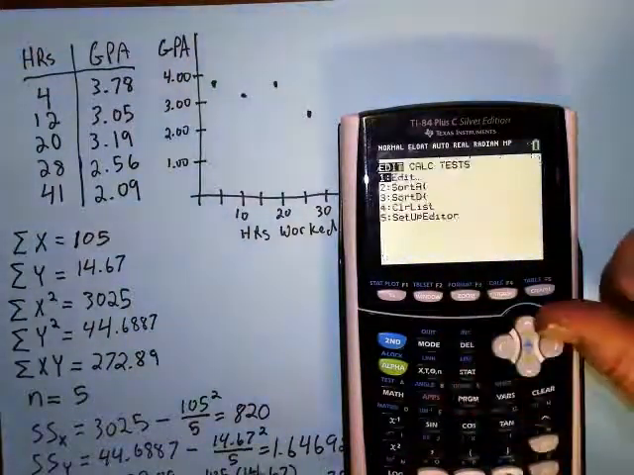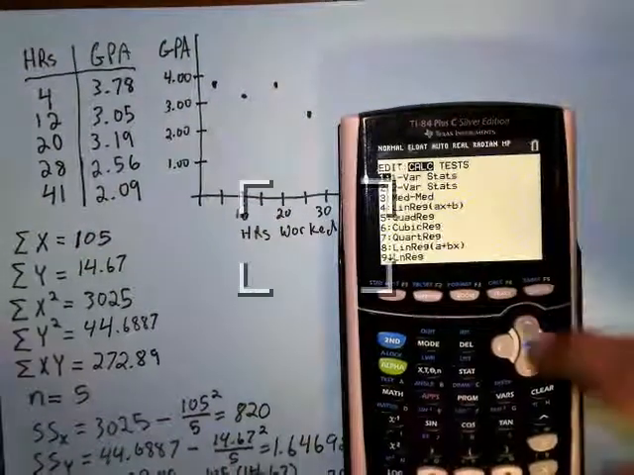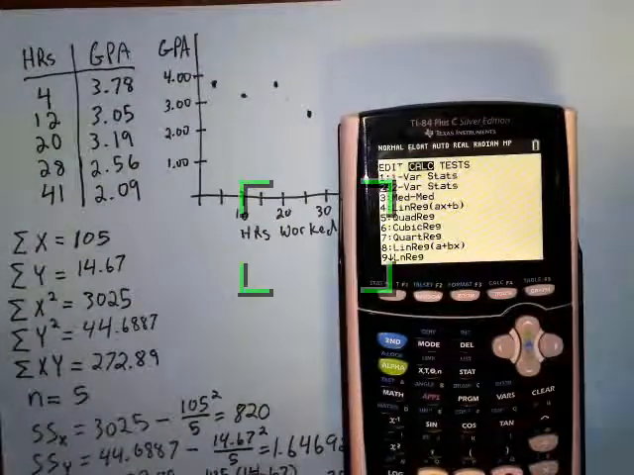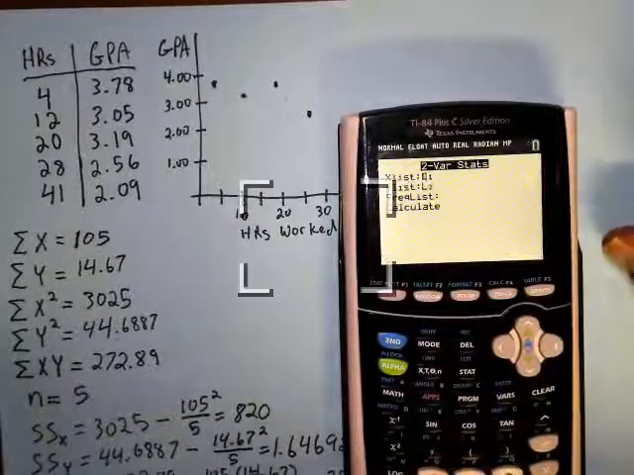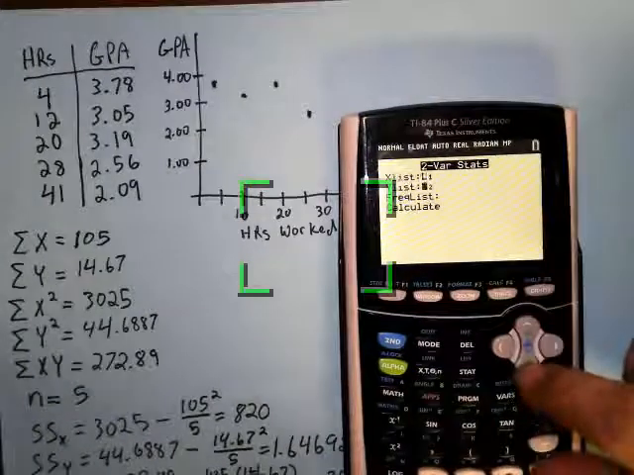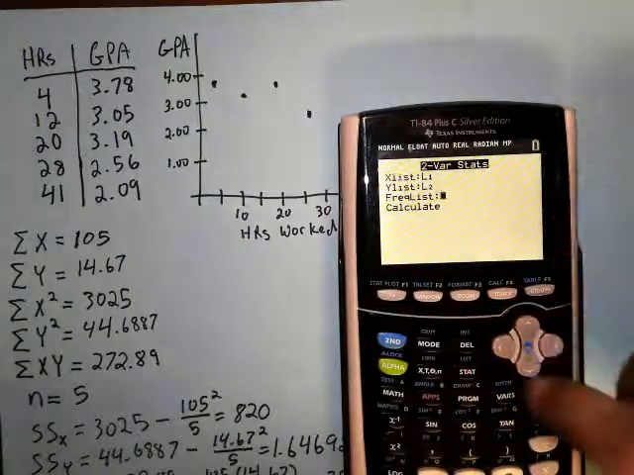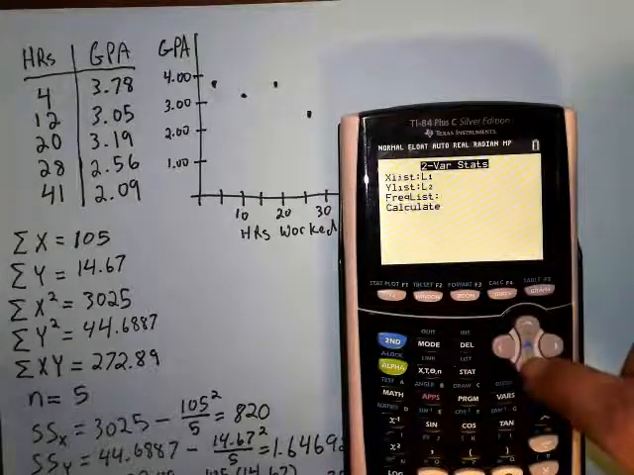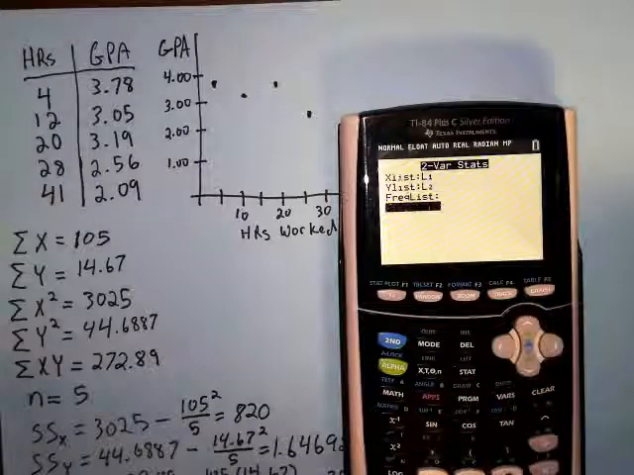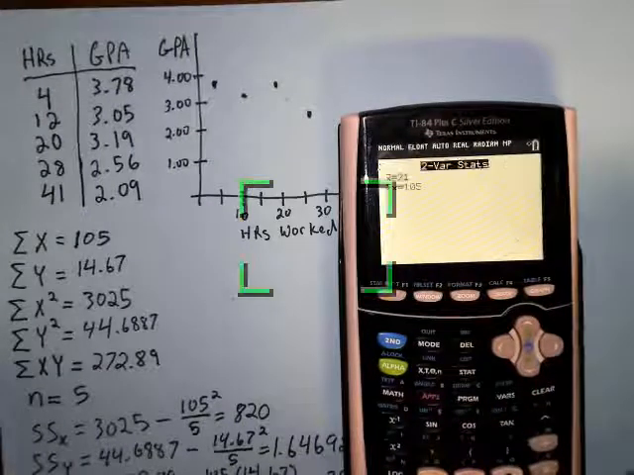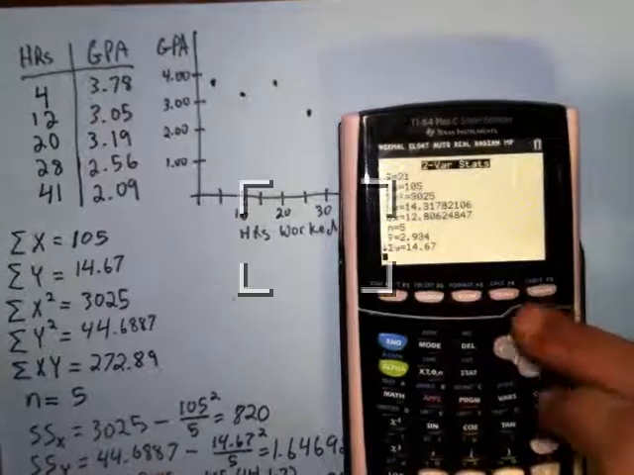So I go back to my stat menu and I go to calc, and I'm going to go down to 2 variable stat. Hit enter, and then see it actually put in L1, L2, and there's no frequency list here. So you just skip that and you go to calculate. And then it calculates all these different things.